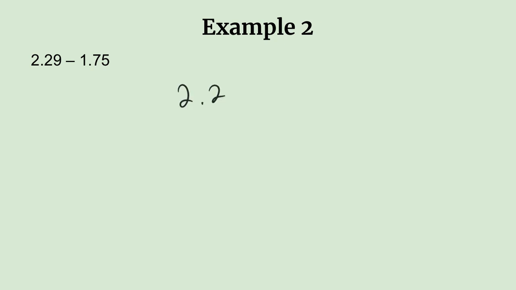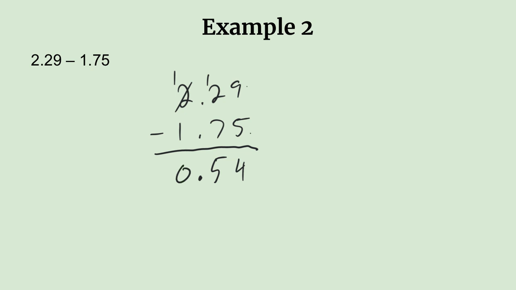Sometimes you're not going to have the bigger number on top, and so then what you have to do is borrow. So here we can do 9 minus 5, which is 4. We can't do 2 minus 7, so we're going to borrow from this 2, turn that into a 1, and then take that extra 1 and bring it over here to make it a 12. So 12 minus 7 is 5. Bring the decimal down. 1 minus 1 is 0.